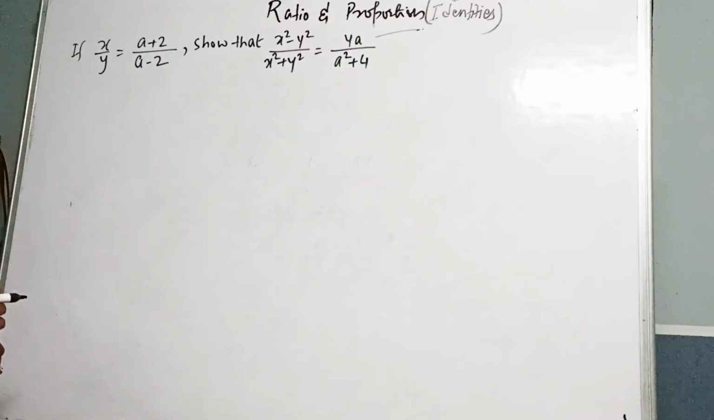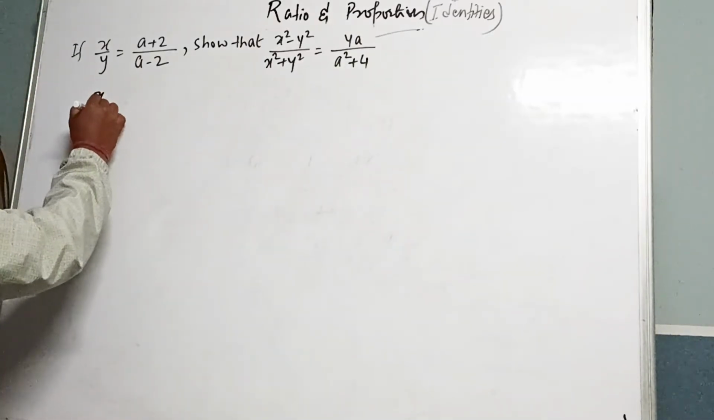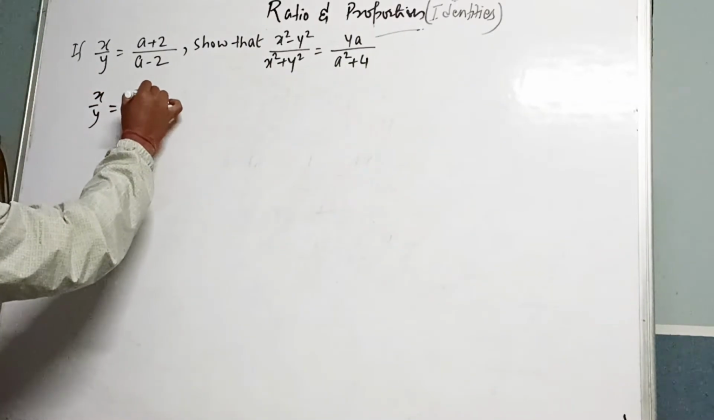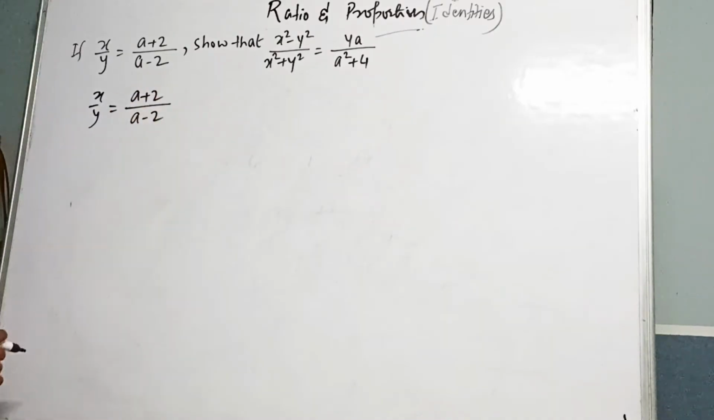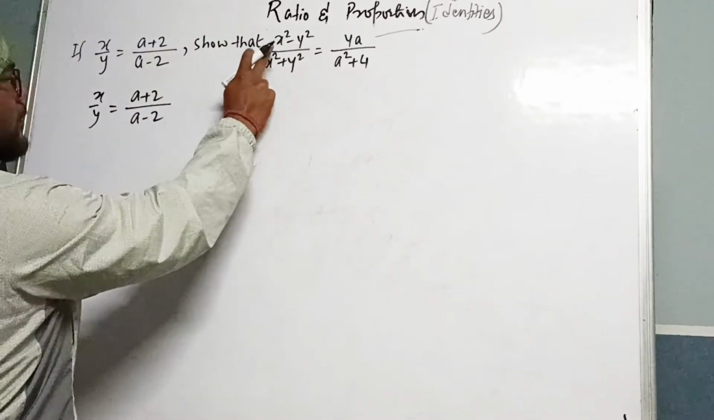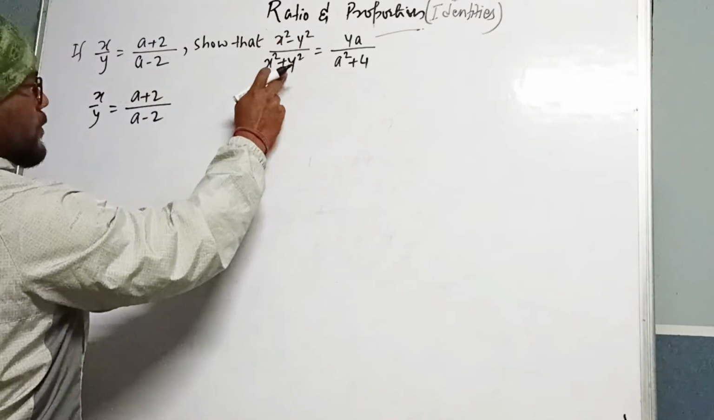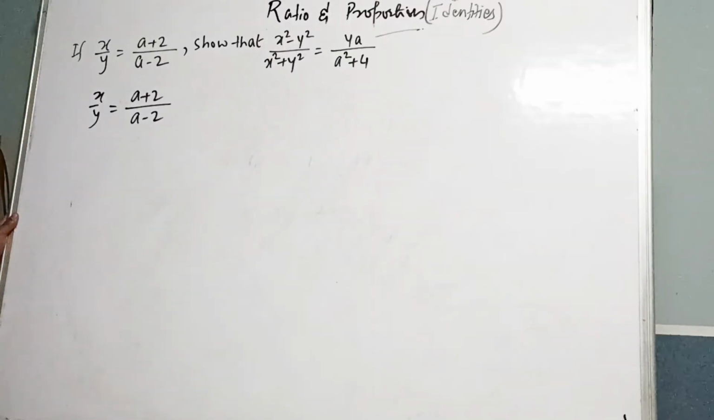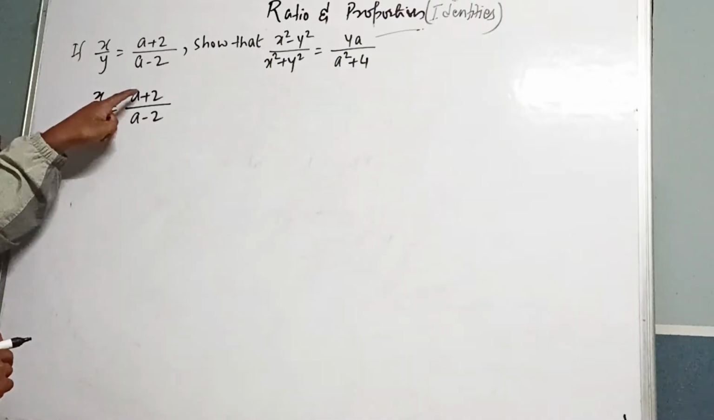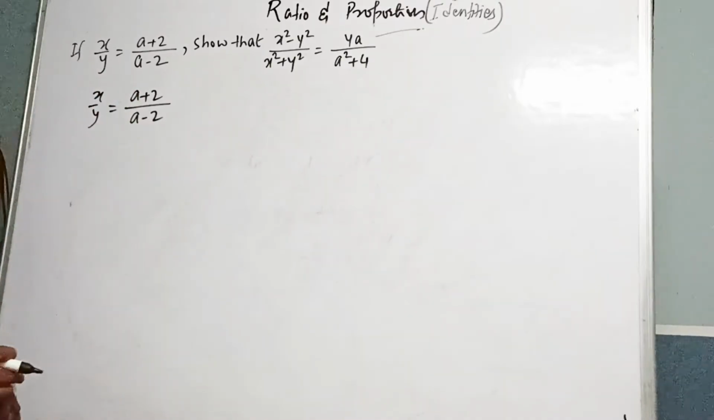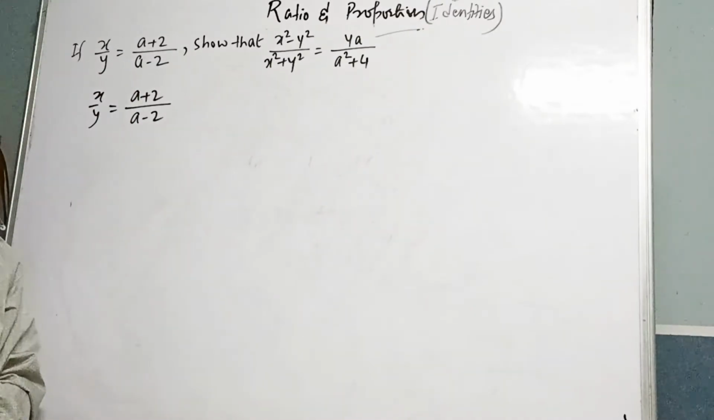So it is given here x by y equals a plus 2 divided by a minus 2. Now you are supposed to prove that x square minus y square divided by x square plus y square equals something. It's a very simple process: in place of x, you just put a plus 2 and y, I just let k. But I am teaching you the next type of process also, using some properties.